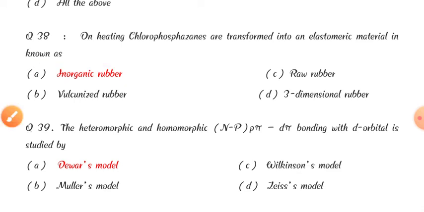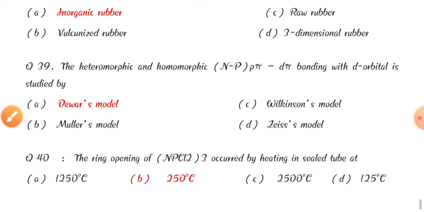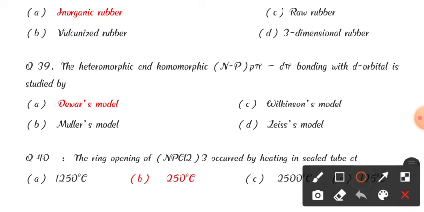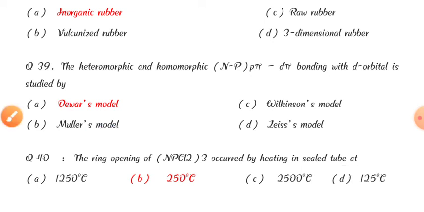Now next question, question number 39, friends, and this is the second last question in this class. The heteromorphic and homomorphic pi bonding between the d orbitals is studied by Dewar's model. So option A is the correct answer, friends. Now next question, question number 40, the last question in this class.